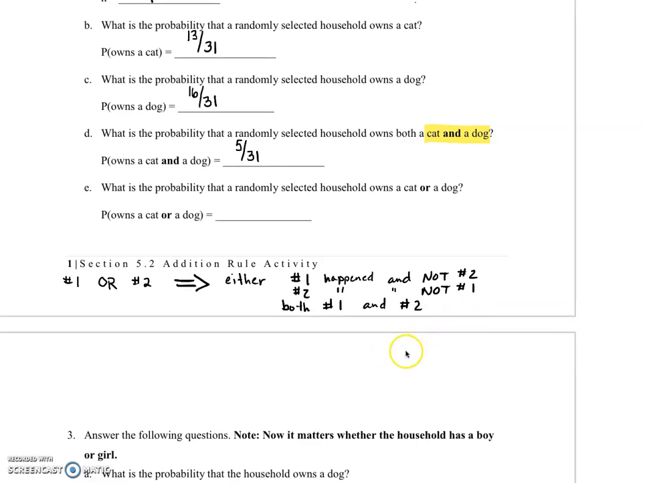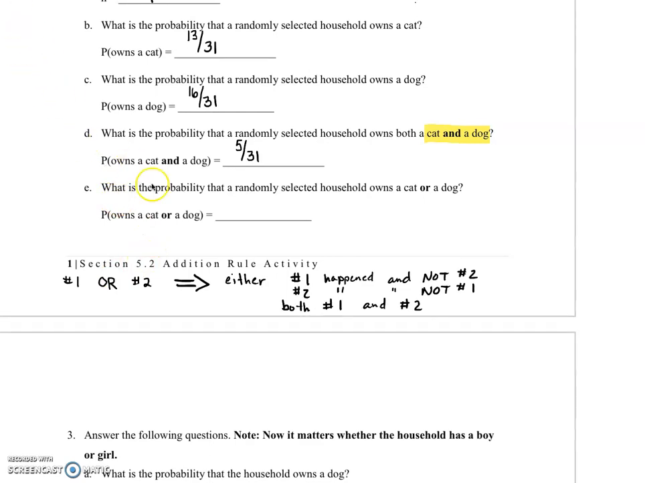So if I said I had peas or carrots for dinner, that means one of 3 things happened. Either I had peas and not carrots, or I had carrots but not peas, or I had both carrots and peas. And that's a little bit different than how we use the word or in everyday English. Normally when we say or, we mean one thing happened or the other thing happened, but not both.